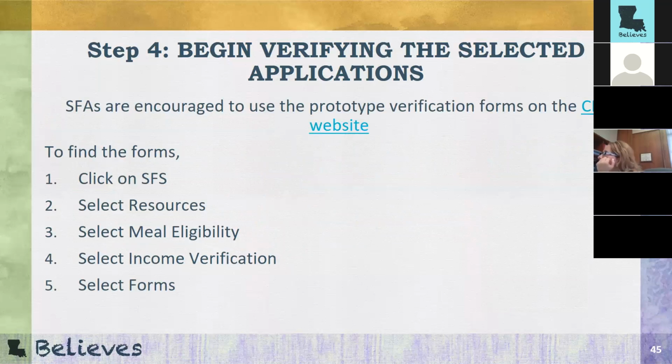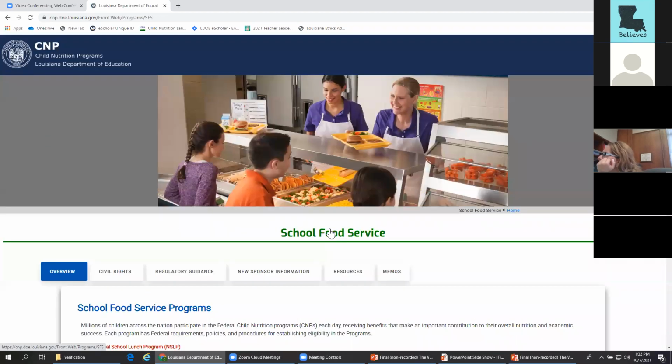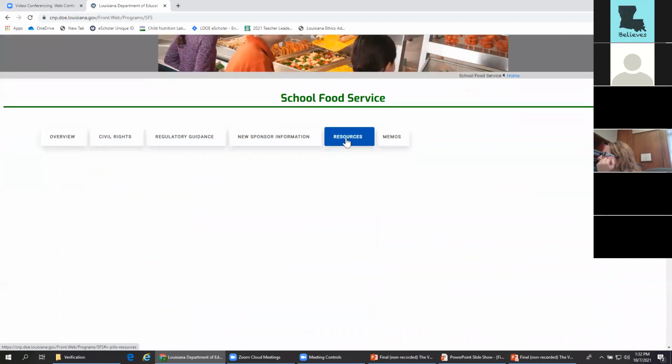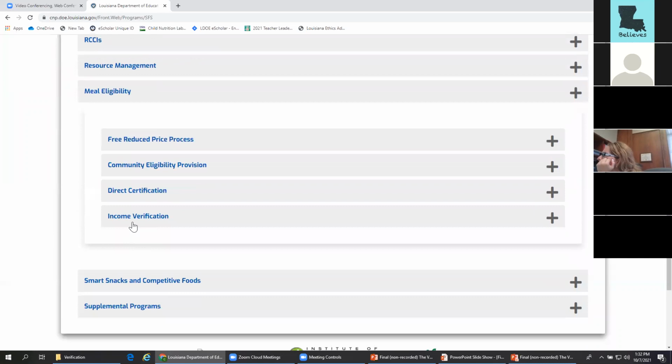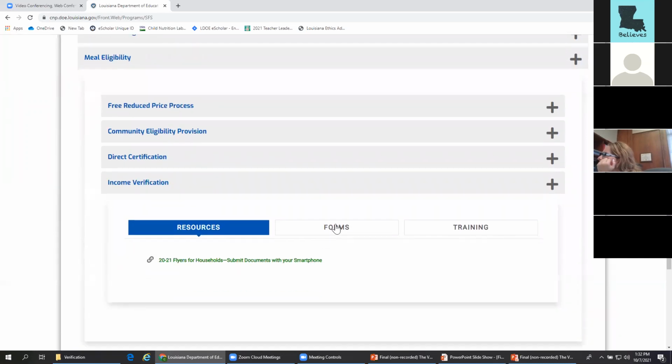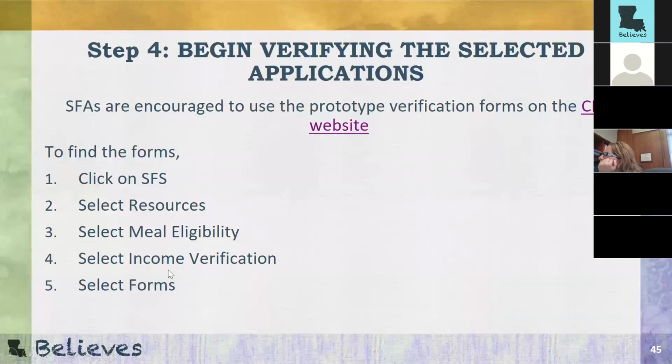SFAs are encouraged to use the prototype verification forms on the CMP website. These forms are found under SFS, Resources, Meal Eligibility, Income Verification, and Forms. There you will find all of the forms that you can use to verify your selected applications.